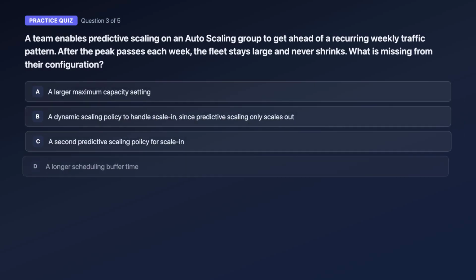Question 3. A team enables predictive scaling to get ahead of a recurring weekly traffic pattern. After the peak passes each week, the fleet stays large and never shrinks. What is missing from their configuration?